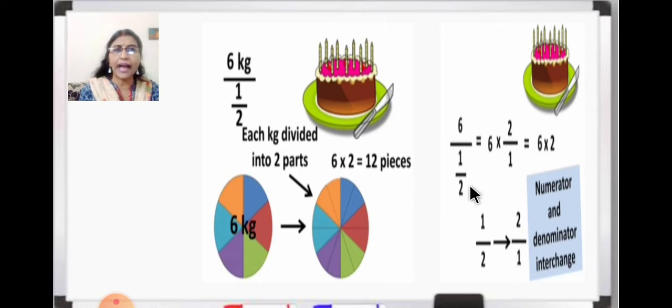So 6 divided by half can be written as 6 multiplied by 2 upon 1. Now here this 2 upon 1 is the multiplier. Because when you find the reciprocal, you can multiply. 6 can be multiplied with 2. So now 2 is the multiplier. Now 6 into 2 is how much? 6 into 2 is 12. That means you will get 12 pieces. So you will make 12 pieces to divide it equally. 6 kg of cake will be divided equally into 12 pieces. Then every piece will be half kg.